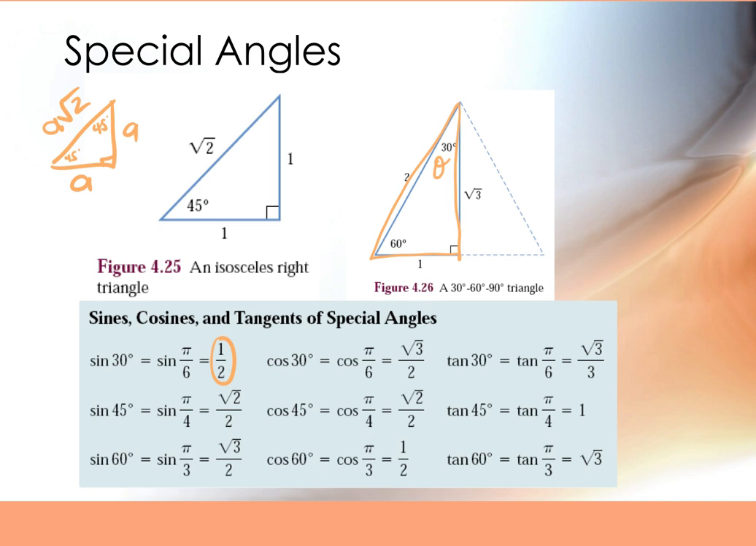Opposite or adjacent to the 30 degrees would be root 2. Hypotenuse would be 2. Root 3 over 2 is the sine. Oops, I circled the wrong one. Is the cosine of that angle. And opposite over adjacent would be 1 over root 3, and that would get rationalized to root 3 over 3, which is the tangent of that angle.